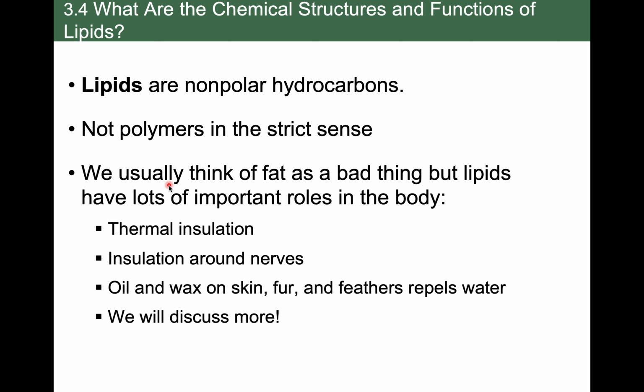And we're kind of conditioned to think of fat as a bad thing, and certainly too much body fat can be a problem health-wise, but there are tons of biologically important roles that lipids have, and you can see a few listed here: warmth, thermal insulation, basically electrical insulation around your nerve cells, water repellency. But really, the main place that we're going to see lipids in this class is in biological membranes.